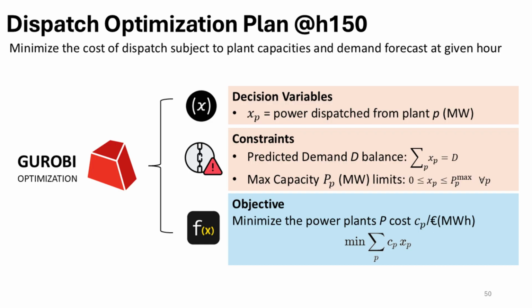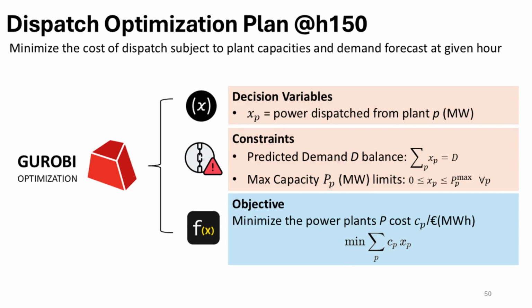We have reached the prescriptive climax of our module, the dispatch optimization plan. Now that we have a reliable demand forecast for hour 150, we use Gurobi optimization to determine exactly how much power each of our plants should produce. The goal is to minimize the total operational cost while strictly adhering to the physical and systemic limits of our energy grid. To translate this business problem into a mathematical model, we define 3 core components: decision variables, constraints, and the objective function.